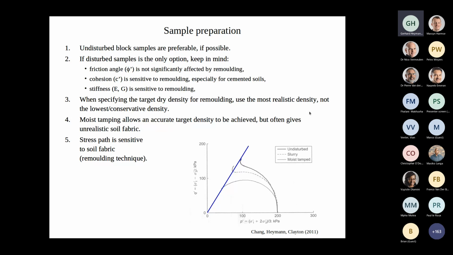Okay. Now, moist tamping is good because you can easily reach the target density, but it's not ideal if your stress path is important, because moist tamping, particularly for tailings, generates a stress path which is very different to what would happen if you had an undisturbed soil. Okay, that's something to consider. And I've mentioned this already: your stress path is sensitive to the technique that you've used to prepare your sample.